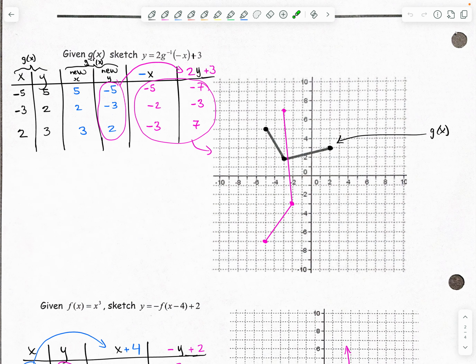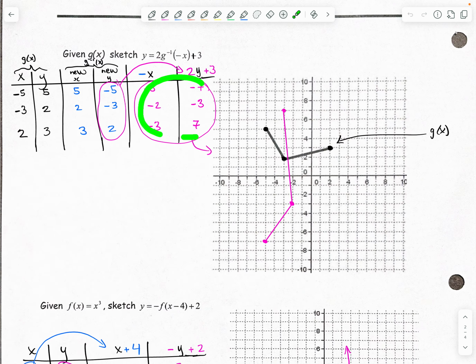And now I just take this set of points, right? Take this set of x's, apply this rule, which means just change the sign. So -5, -2, 3 becomes -3. And then here, take those set of y's right there and apply this rule. So double the y and add 3. Double of -5 is -10, plus 3 is -7. So on and so forth.